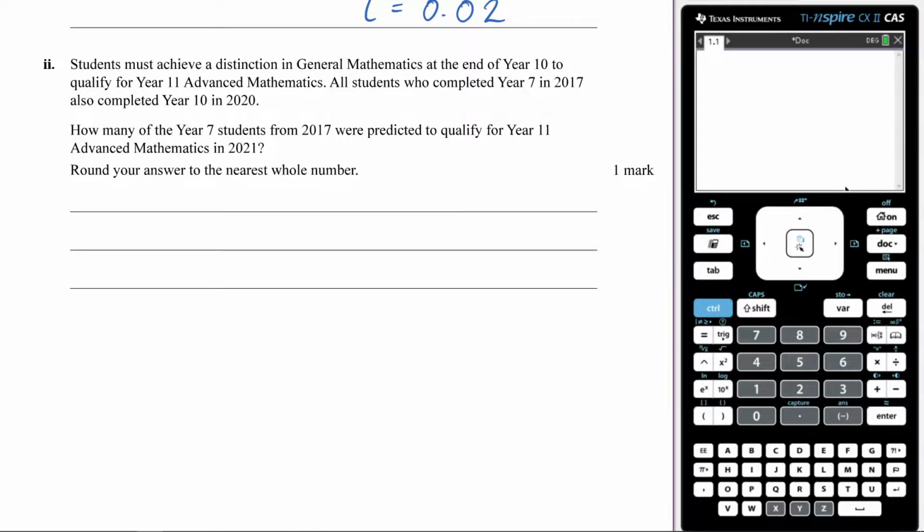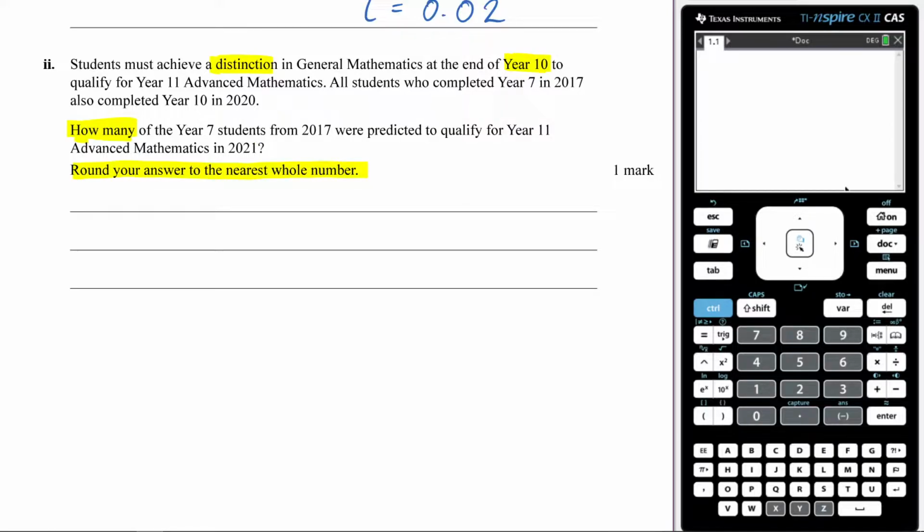All right, let us now answer this question here. It says, students must achieve a distinction in general mathematics at the end of year 10 to qualify for year 11 advanced mathematics. All students who completed year 7 in 2017 also completed year 10 in 2020. How many of the year 7 students from 2017 were predicted to qualify for year 11 advanced maths in 2021? Round your answer to the nearest whole number.